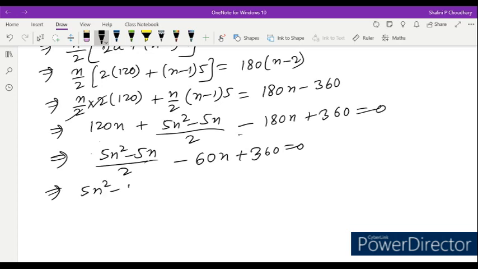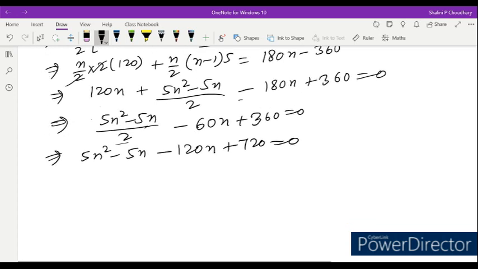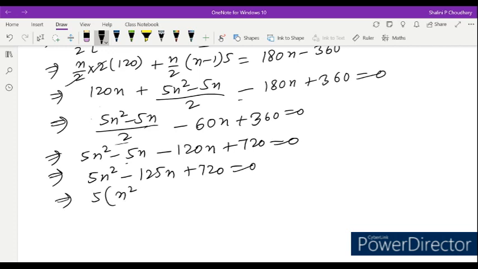5n square minus 5n minus, and we'll multiply by 2, it will be 120n and this will be 720 and equals to 0. Then the denominator 2 we can remove. So it will be 5n square minus 5n minus 120n, this will be 5n square minus 125n plus 720. So all are divisible by 5, so we can remove 5. We'll get n square minus 25n plus 144.